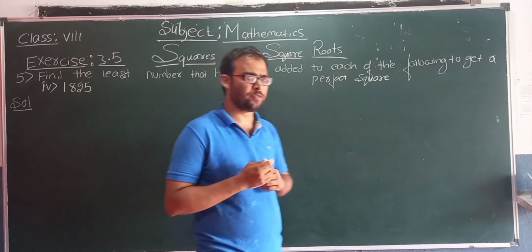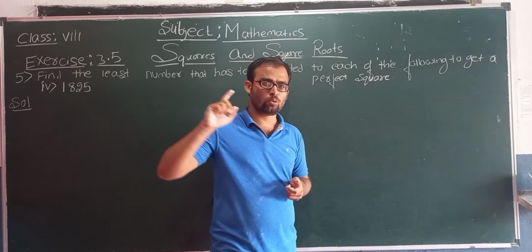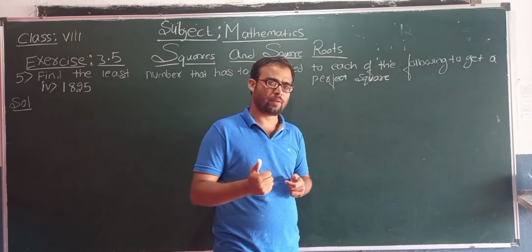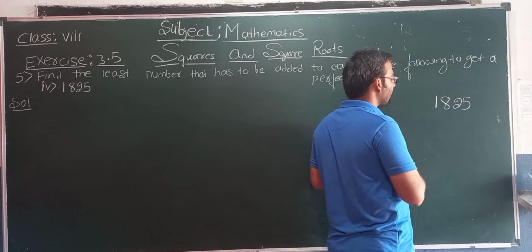1825. Okay, so what do we need to find? This is not a perfect square, but when we add a number to this number, it will become a perfect square. So what is that number that we need to find? Students, here we have written the number.